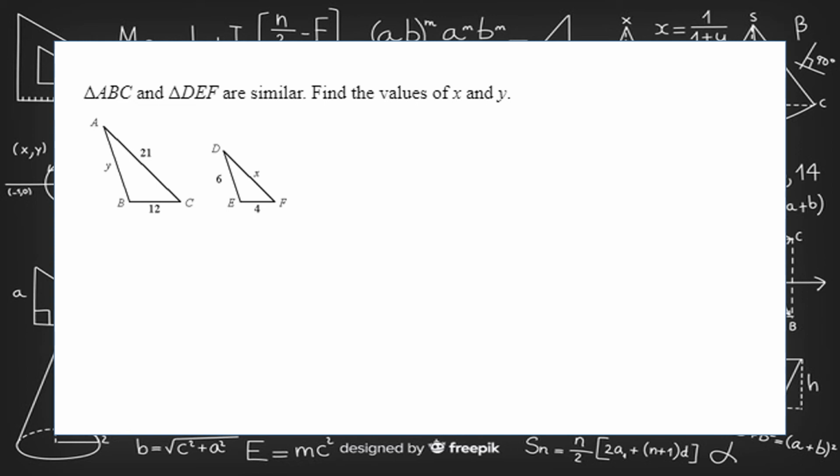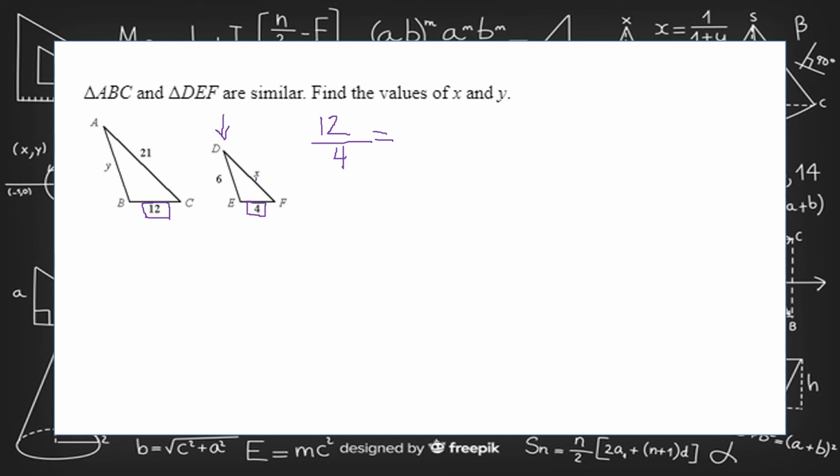Triangle ABC and triangle DEF are similar. Find the values of x and y. So I am looking here, and I see a proportion I can make. And I'm just going to put triangle ABC on the top. So I see that value is 12, and I'm putting triangle DEF on the bottom. And that value is 4. So that's part of my proportion.